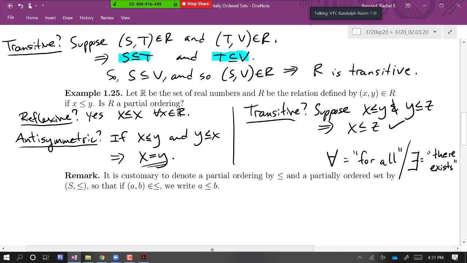This sense of ordering is so common. A lot of the time we might just use a less than or equal to symbol to represent the relation instead of calling it capital R, if it's an ordering, like a partial ordering or a total ordering. There might be some practice exercises where that happens. Just be careful when you read the problem. Make sure you understand what the set is and how they're defining the relation. It might not be real numbers, and it might not be the usual sense of less than or equal to, but they often use that symbol to just denote the relation.